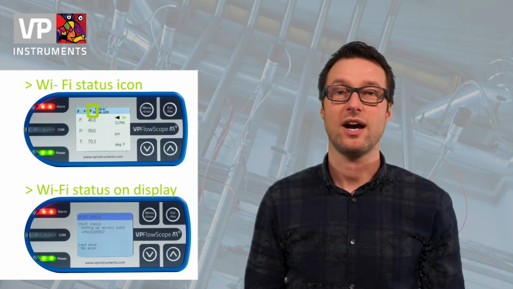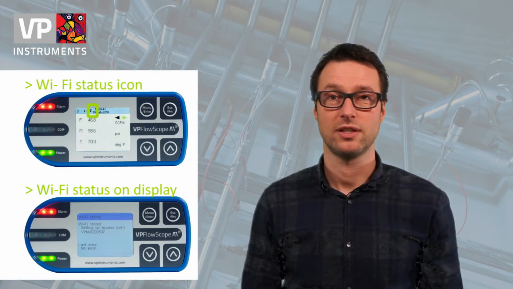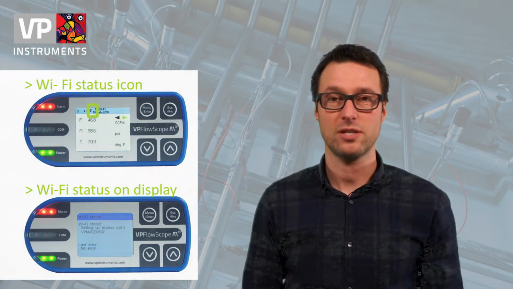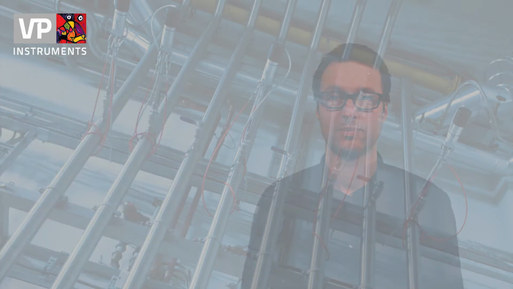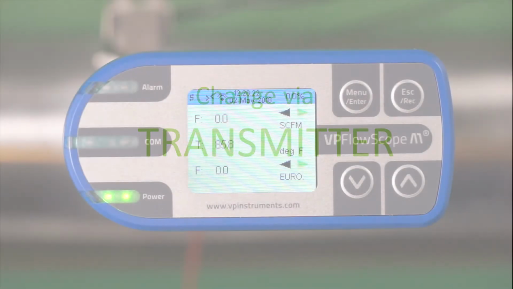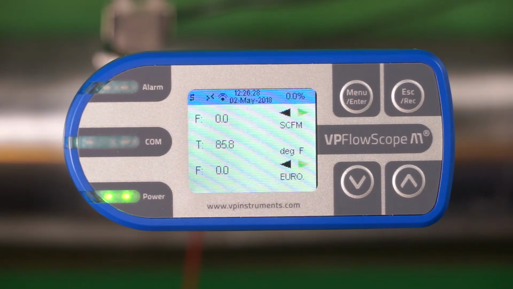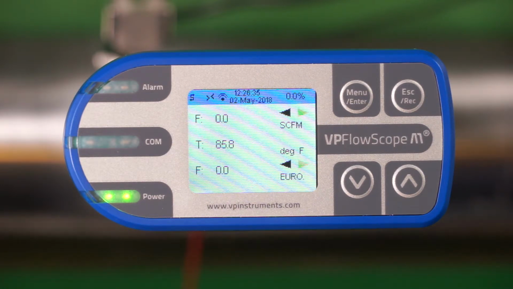This is done either directly on the display, visible as a Wi-Fi icon, or via the transmitter menu. Let's look closer at the Wi-Fi icon on the display. If there is no icon on the display, you might not have purchased a transmitter with Wi-Fi option in the first place, or the Wi-Fi is switched off.